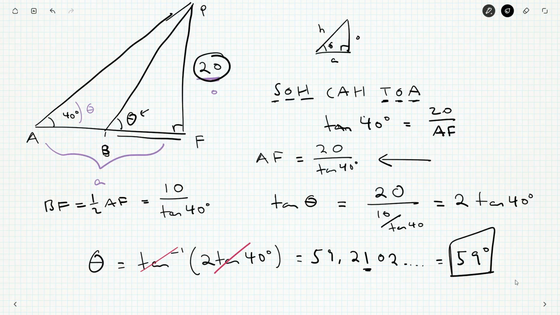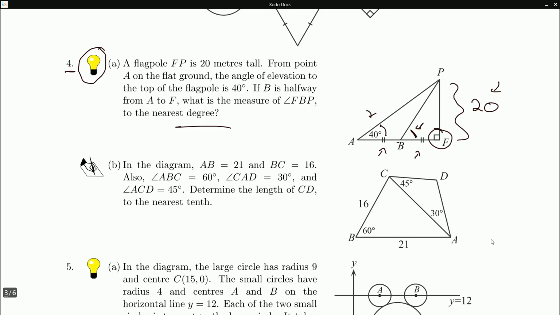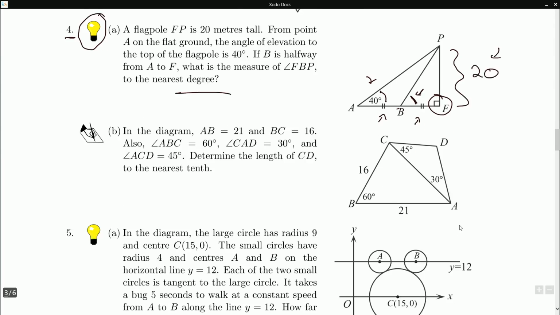So that finishes up 4A. I've shown my work in case I'm wrong and I hit a calculator button incorrectly. I've shown my work so I can at least get part marks, but I'm fairly confident we did everything right.